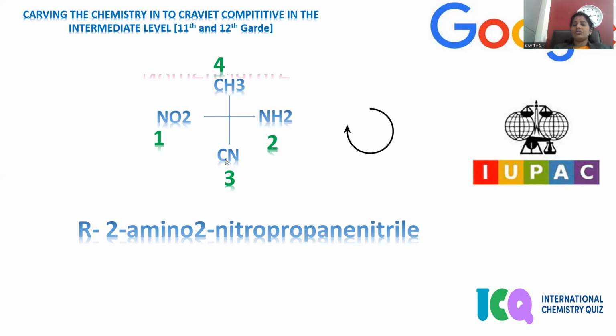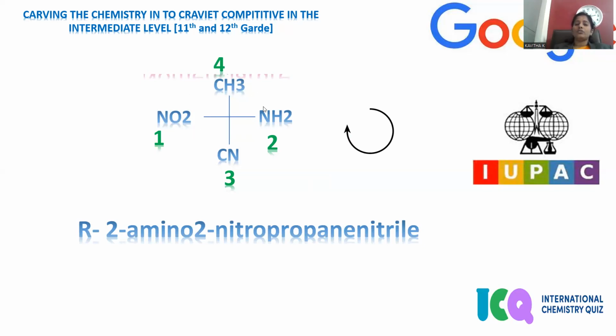Obviously, CN has a carbon-nitrogen triple bond, so we can say nitrogen's atomic number is higher compared to hydrogen, so 3 will be assigned for CN and 4 will be given for CH3. This is the way numbering is provided.